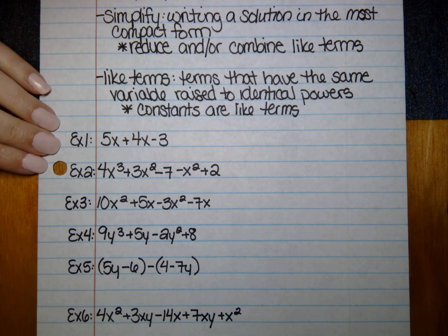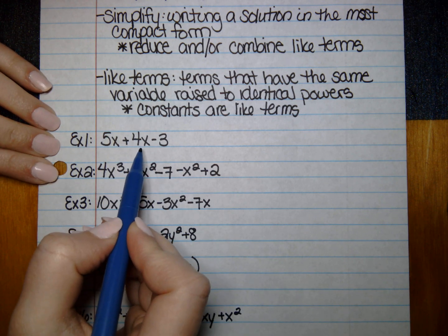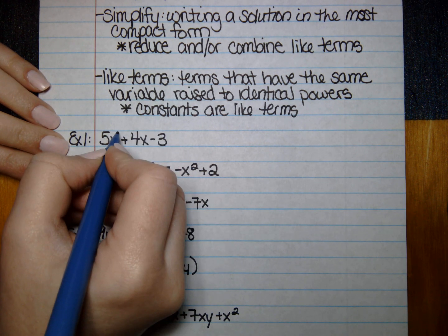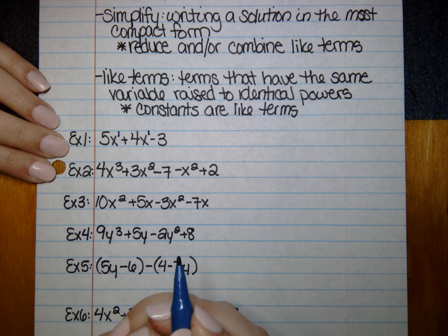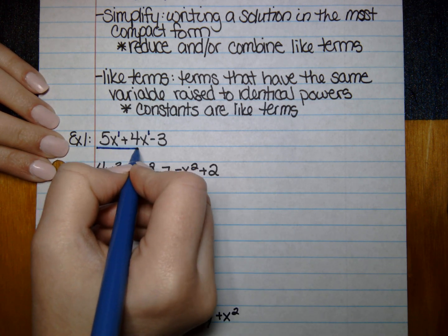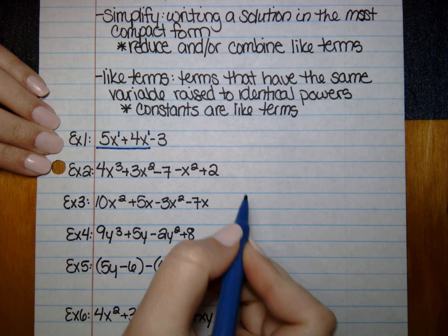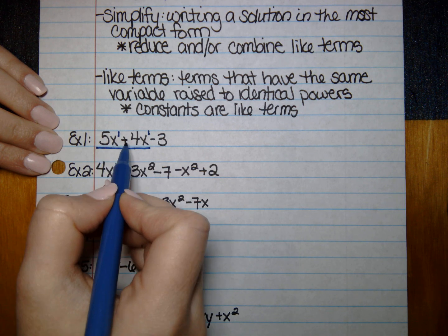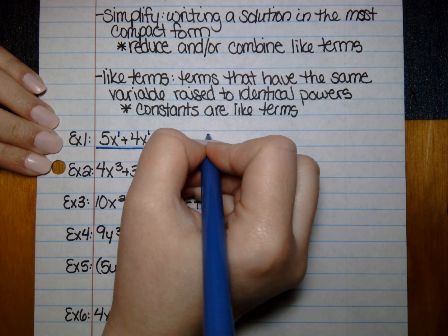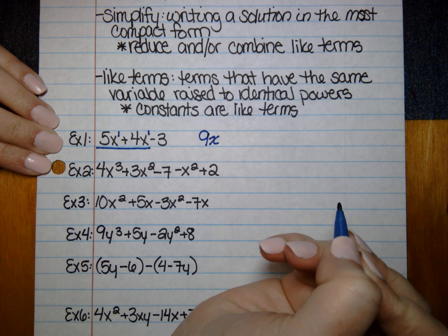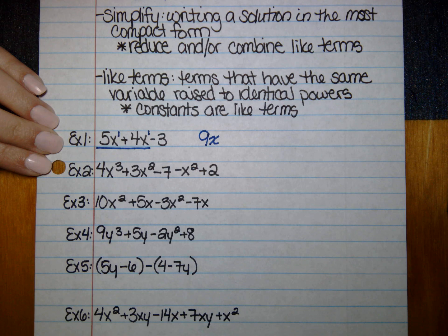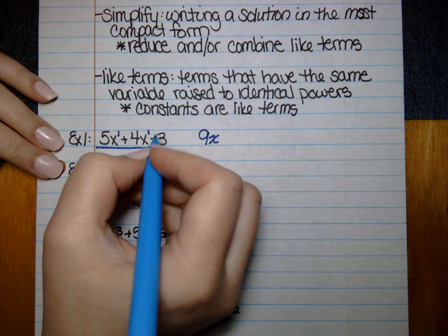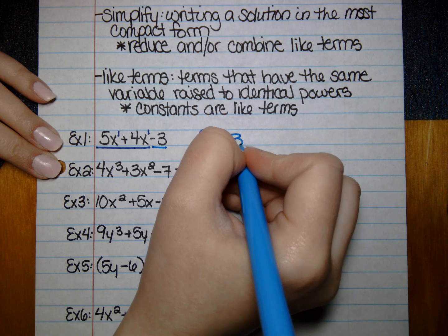For example 1, when we're looking for like terms, you're first looking at the variables. In this case, we have 5x and 4x. Since the powers are both to the first power, if we don't have a power, it's understood to be a 1, I can combine these two. You're going to do the actual operation with the coefficients. So I have 5 plus 4, which is going to give me 9. My variable stays the same, and I still have this constant of a -3 at the end, so I'm going to put -3.